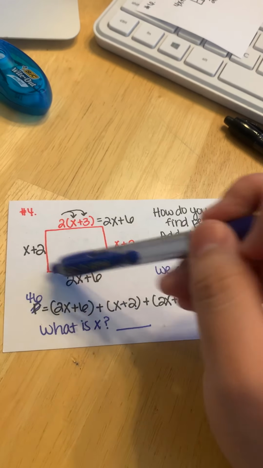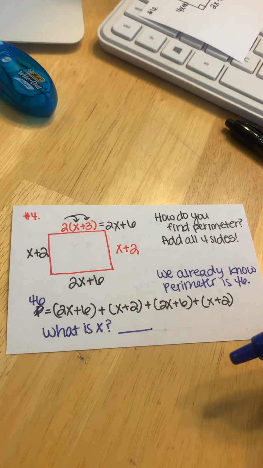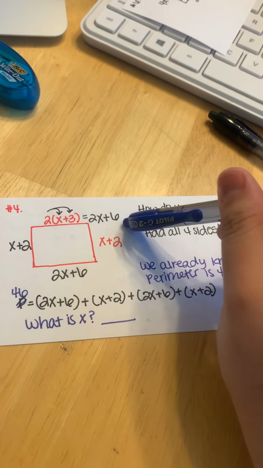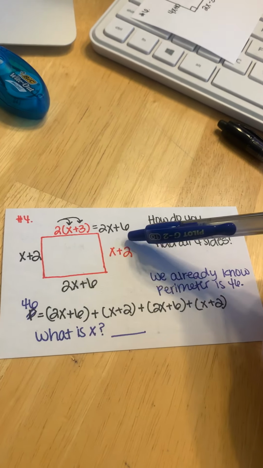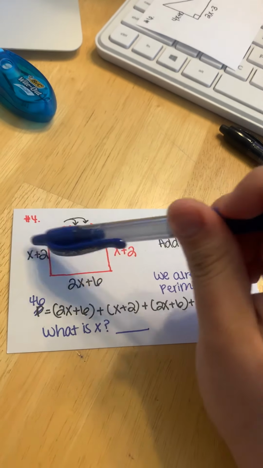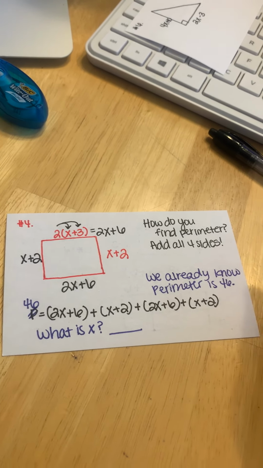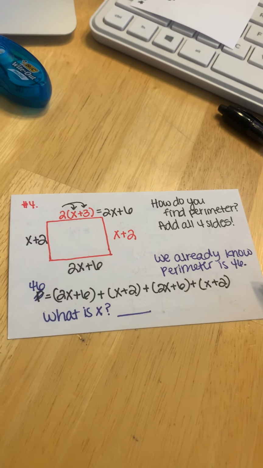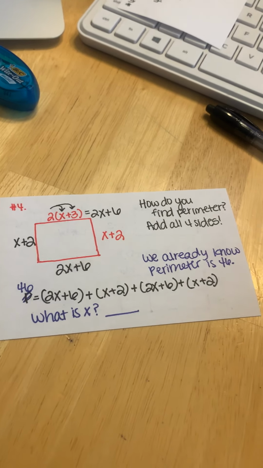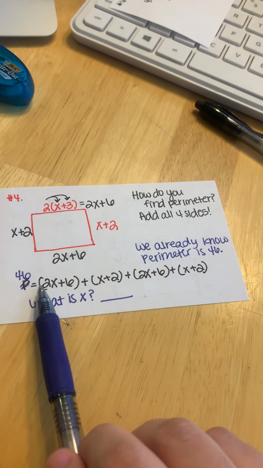So to find the other 2 sides, this one is the same as the one across it. And notice that I also distributed it out. This is the same thing as 2x plus 6. So I put the same for both of those and the same for the ones across each other. So to find the perimeter, you're going to add all 4 sides. And they already told me that my perimeter is 46. So at the end, I have 46 is equal to whatever this is equal to.